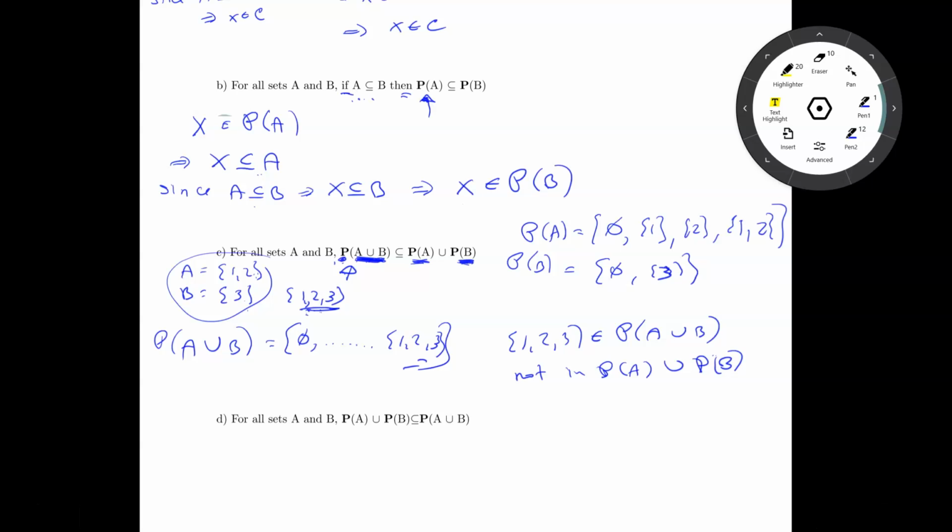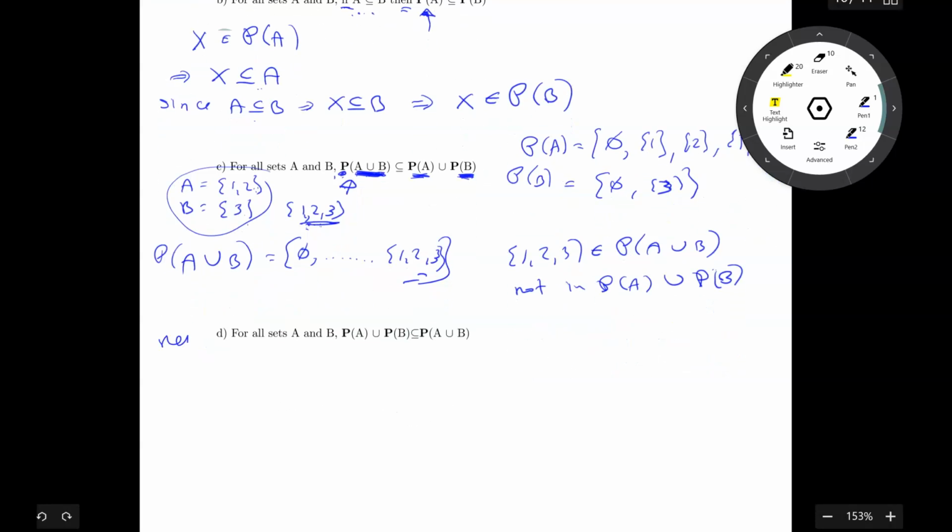Okay, so what if, and this is new, this was not on your paper before, is it true the other way? Is it true that if I take the power set of A and join it together with the power set of B, that it will be contained in here? Just even thinking about this example, I do see that's going to be true.